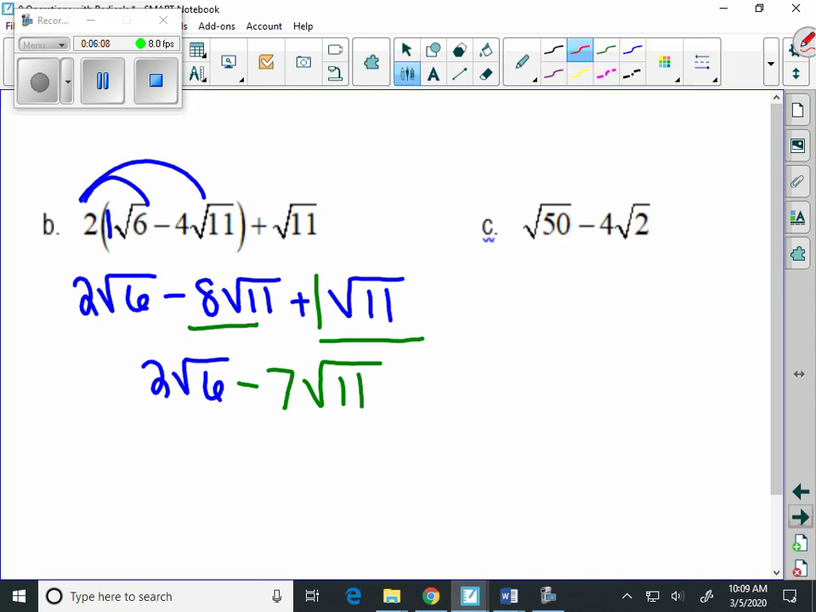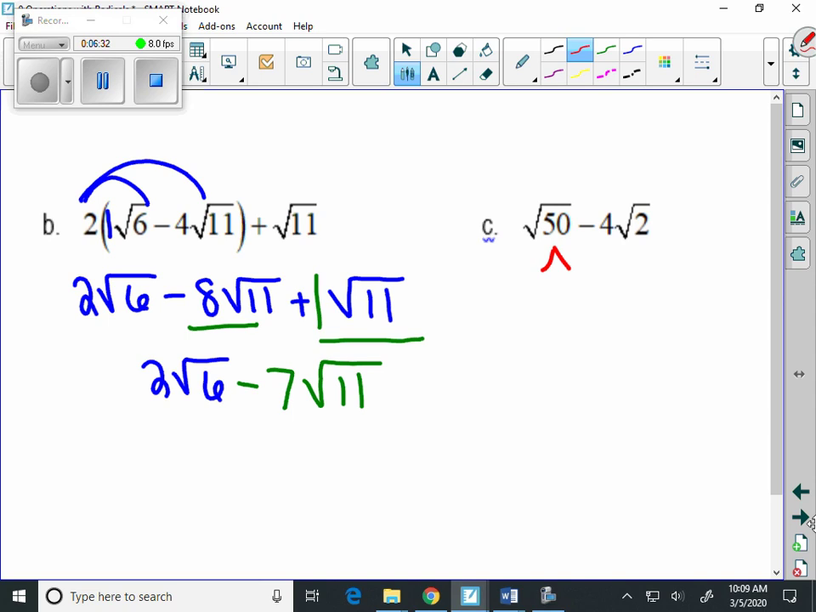The thing about square roots in these problems is that we need to be able to simplify the radicals to be able to know if we even have like terms. So that gets us back to an old topic that we've talked about twice before during the school year. But we're going to make a factor tree.